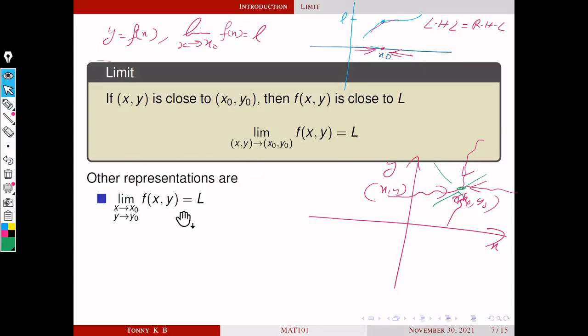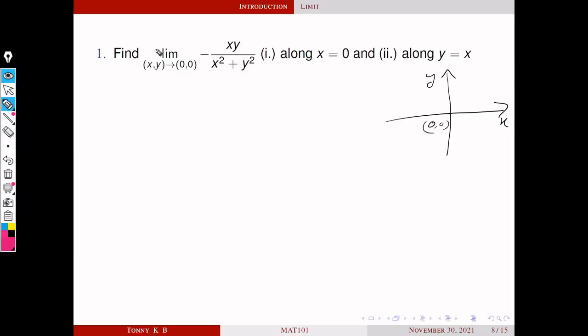These are other representations of this concept. You can write it like this: x tending to x naught and y tending to y naught, f of xy equal to L. Or you can write this one: f of xy tending to capital L as xy tends to x naught y naught. This means whenever xy is close to x naught y naught, this f of xy is close to L. It doesn't mean that f of xy equals capital L, only tending to L. So these are the different notations of the concept of limit in a two variable function.